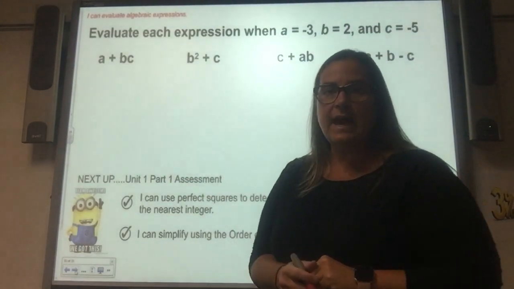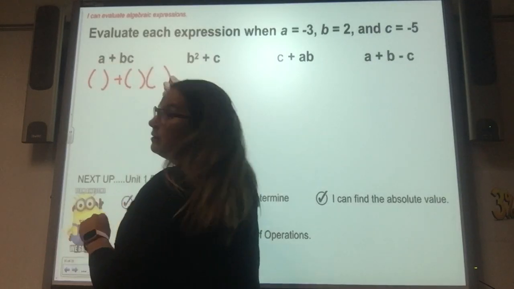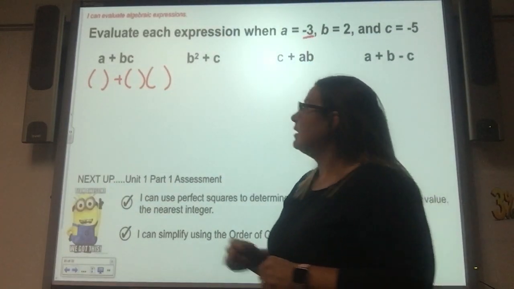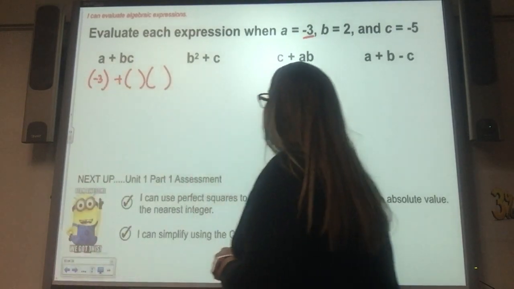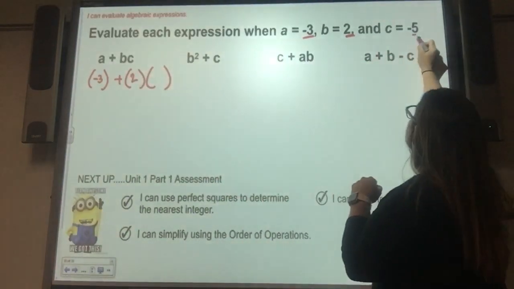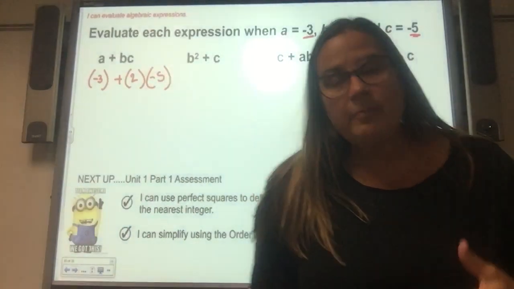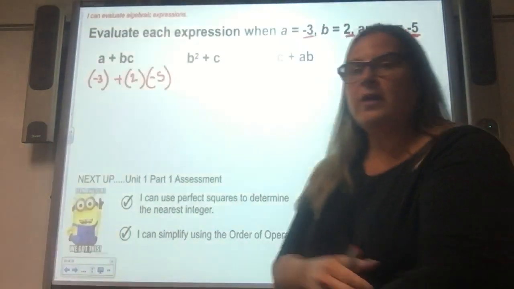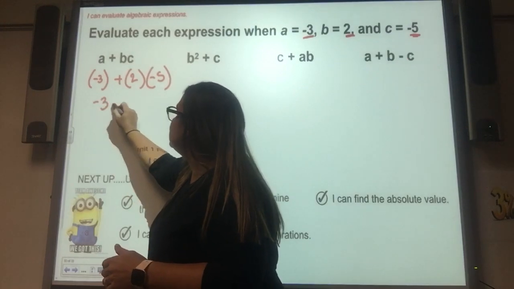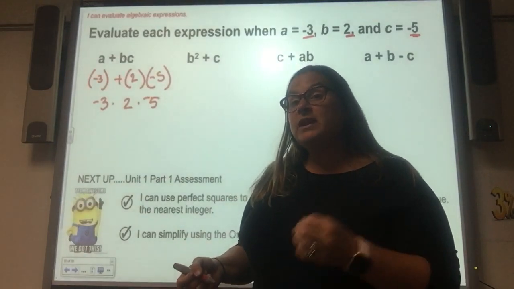So A plus B times C. So I'm gonna put parentheses, okay? And I'm gonna fill in those values. It tells me A is -3. So I'm gonna put in -3. And B is 2, so this is gonna be a 2. And C is -5. So here's -5. Now it looks just like what we've been doing the last few days. We're going to use the order of operations. I do see parentheses, but everything in the parentheses is now cleared up. So we're good there.